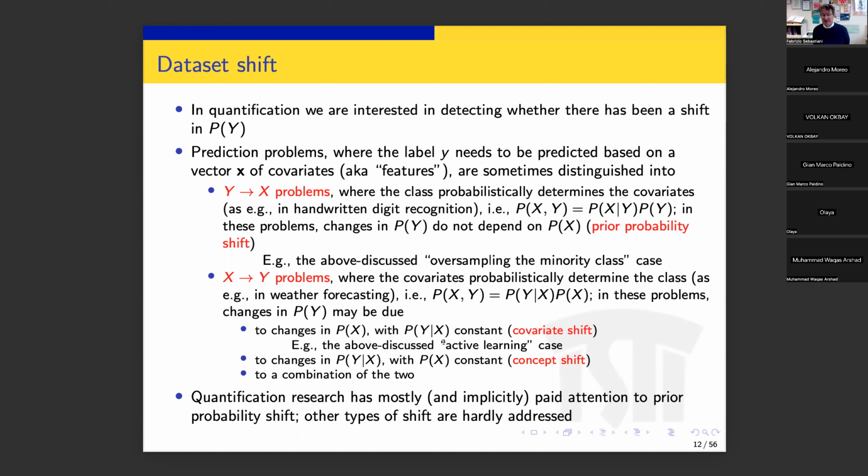Prediction problems where we have a label Y that needs to be predicted based on a vector X of features or covariates. Features is the typical terminology of machine learning, covariates is the typical terminology of statistics. And a number of authors distinguish these problems into two classes. Y implies X problems and X implies Y problems. So in Y implies X problems, these are the problems where the class probabilistically determines the covariates. Okay, so the class determines the distribution of the covariates.